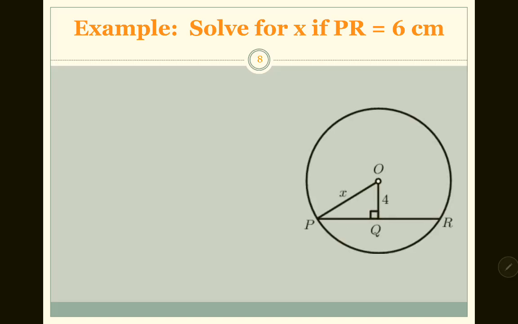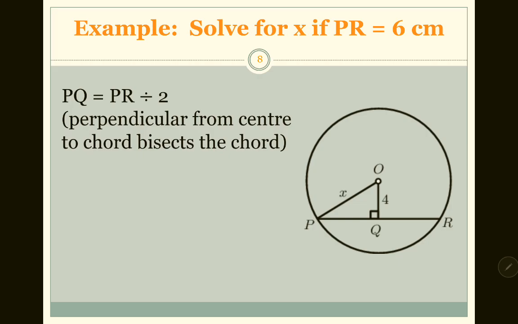and we're given that we have a triangle OQP, right? They want us to calculate X. We are given 4, and we are also given that PR is equal to 6 centimeters. Already we know that using theorem 1, which states that a line drawn from the center that is perpendicular to a chord will bisect the two sides. This means PQ will be 3 and QR will also be 3, since PR is 6 centimeters.